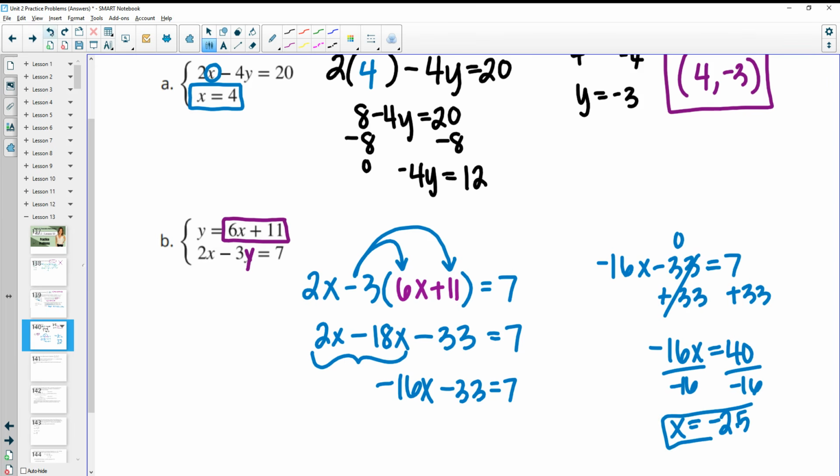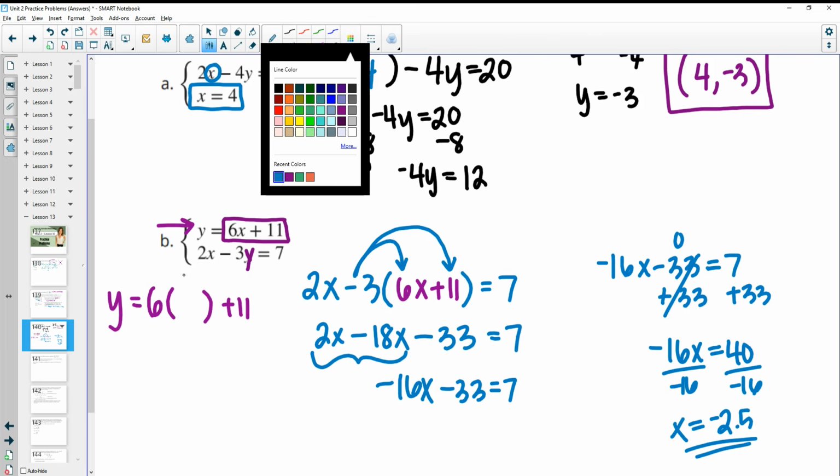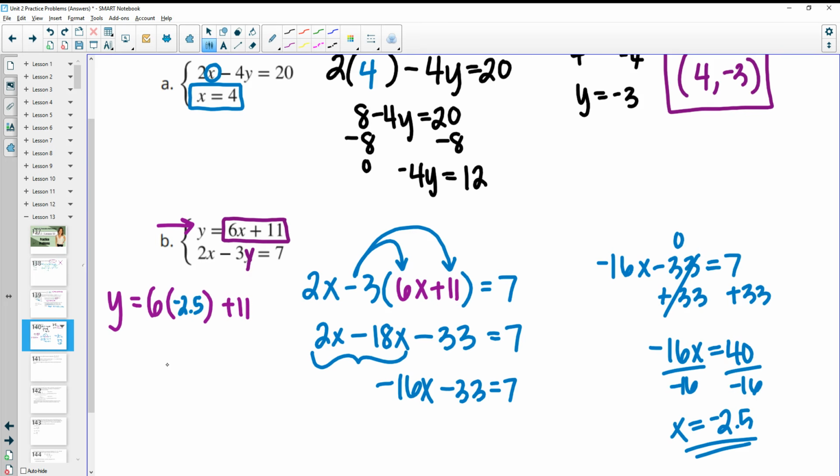I'm not going to box that in actually, because we need to find y first. So now we've got our x. Then we want to go back into this y equation, this top equation, and plug that in. So we have y equals 6 times x plus 11, and we found that x is negative 2.5. So 6 times negative 2.5 is negative 15, and then plus 11. So our y value is negative 4.